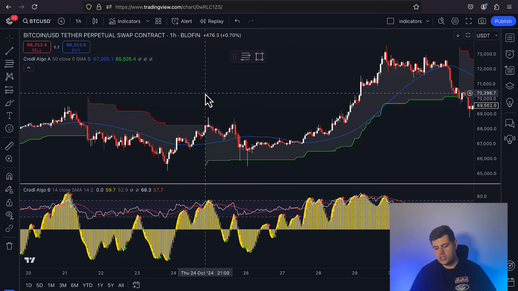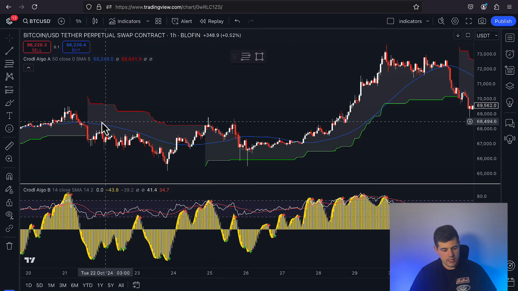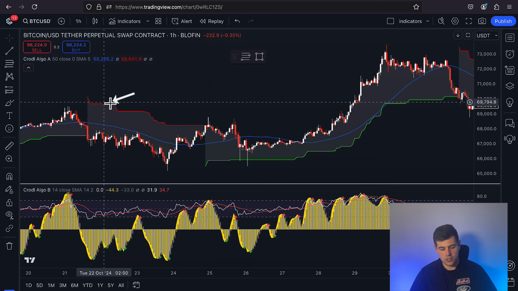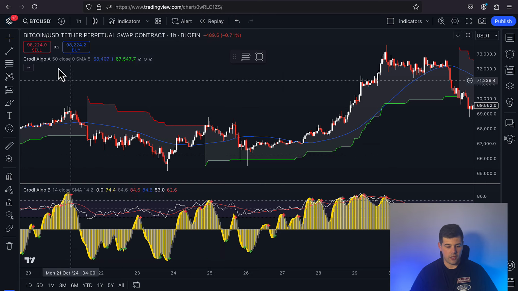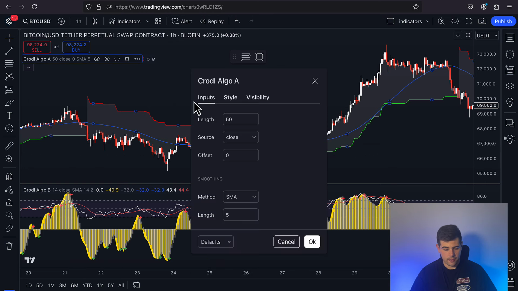Now, the way this strategy works is we can see that on the Crodl A, you have these red trend lines and then this green one with this middle blue line, which is representing a moving average. If you open up the settings of this indicator, you can see this is a 50 SMA moving average, and it's also using a smoothing 5 SMA. So I'll be leaving it like it is.